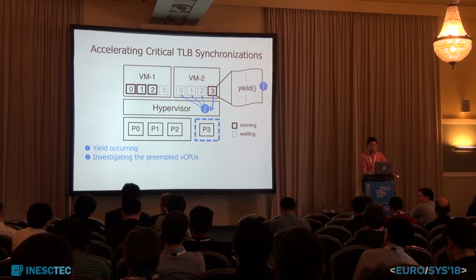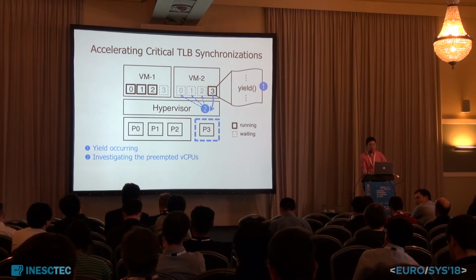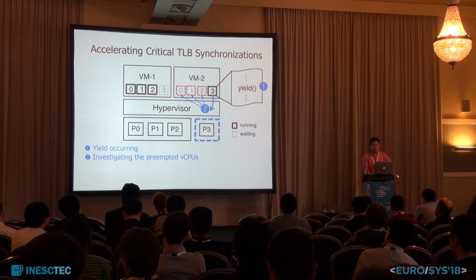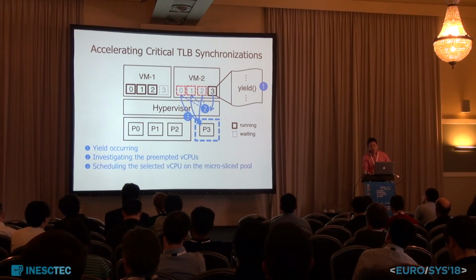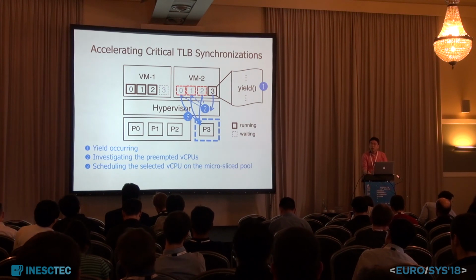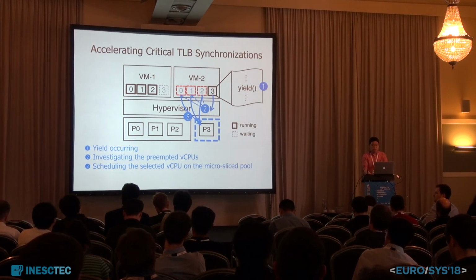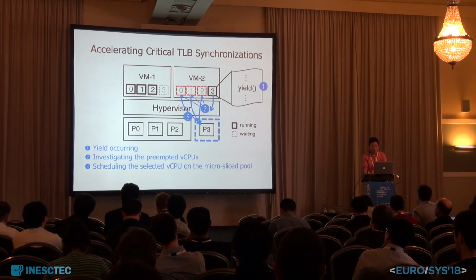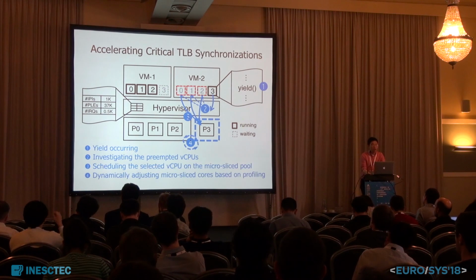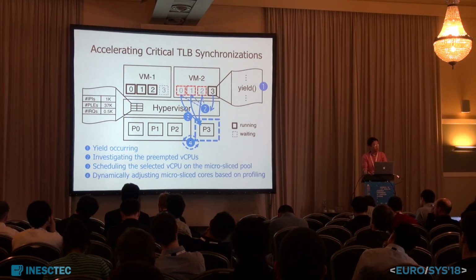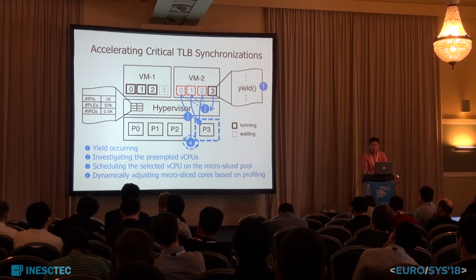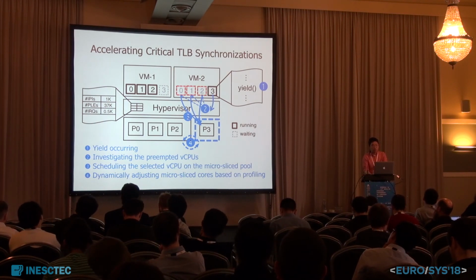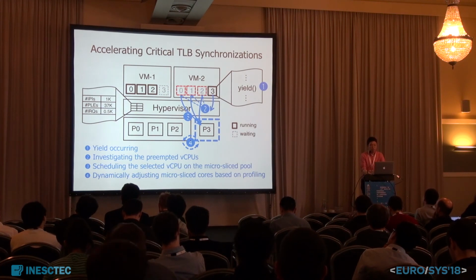So the yield exception occurs on the virtual CPU 3. Here we may want to accelerate all the preempted virtual CPUs on the micro-sliced pool. In such a case, a single micro-sliced core would not be sufficient. So we have the ability to dynamically adjust the number of micro-sliced cores based on event profiling. Events such as inter-processor interrupts, pause loop exit, and IRQs are already monitored in the hypervisor, so it does not require huge engineering efforts.